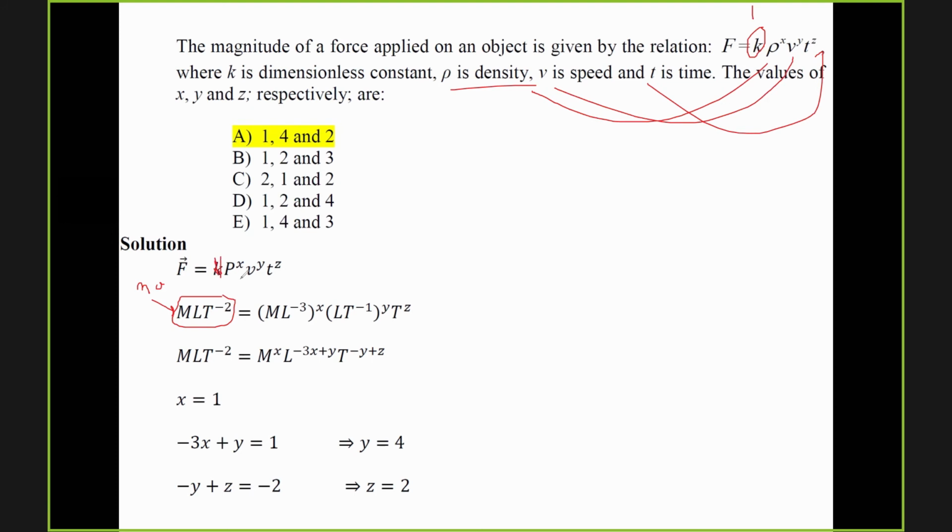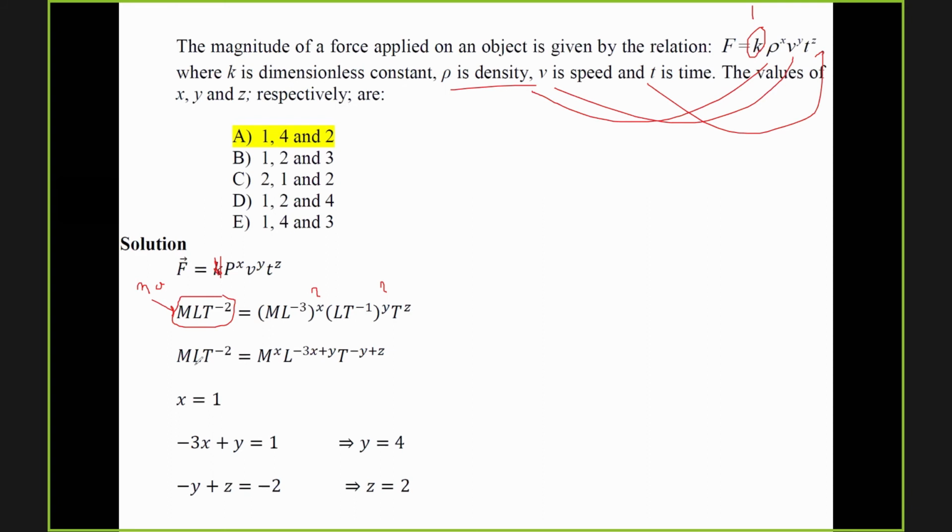Here is density. What's the dimension of the density? It's mass over volume: M over L cubed, to power X. I need the powers. He wants me to find the powers, so leave it for now. And what is the dimension of this velocity or speed? It is L over T, or LT minus 1, to power Y. I need to know Y. And T to power Z, because the dimension of the time is T. I don't know X, I don't know Y, I don't know Z. Knowing the left side and the right side, I should find X, Y and Z.